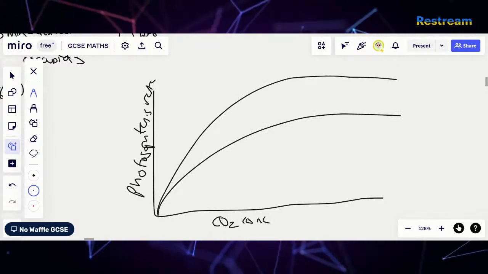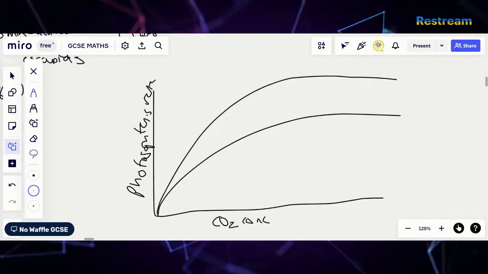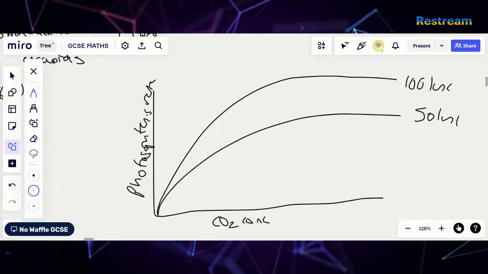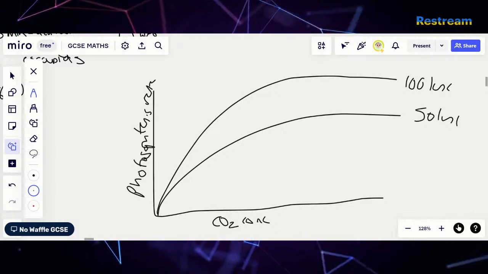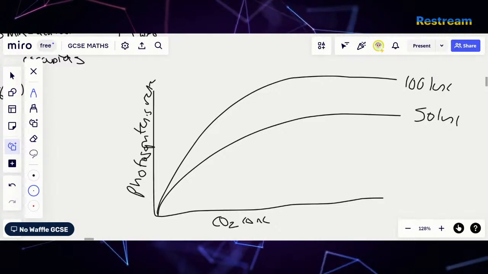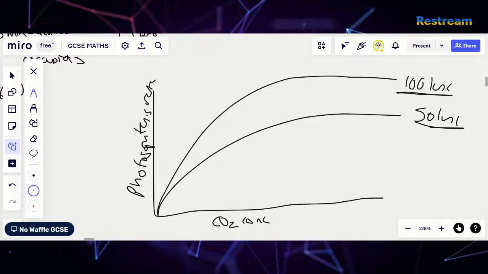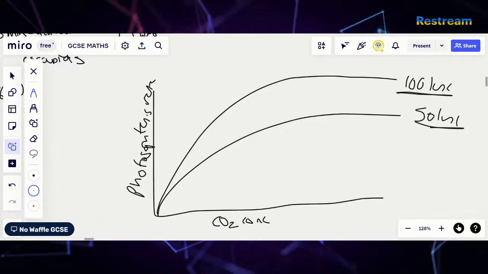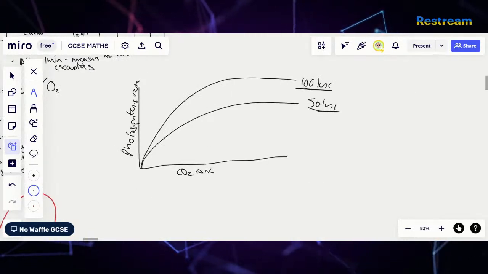So this graph basically tells you that there is 100 lux and 50 lux. This graph is informing you that this is the light intensity here, it's 50 lux. So it's telling you that at a higher light intensity, the rate of photosynthesis is increased. Therefore, it's a limiting factor, because a limiting factor is something that if its presence is inhibited, then so is the rate of photosynthesis.